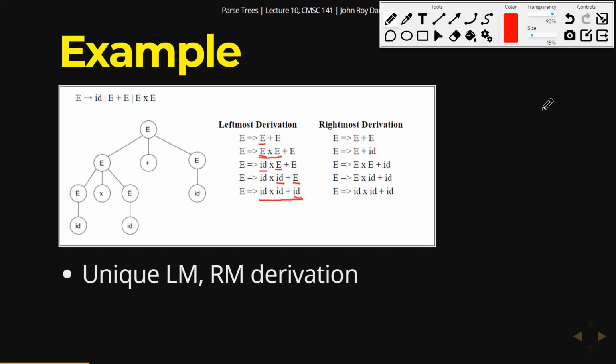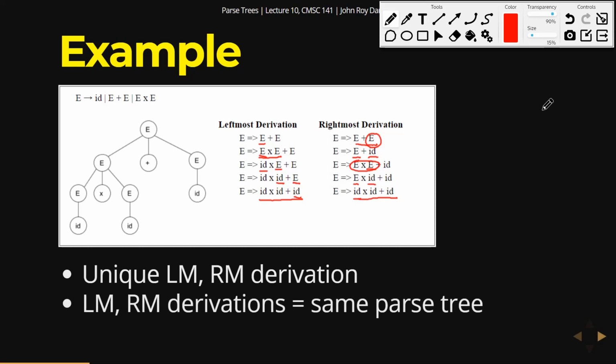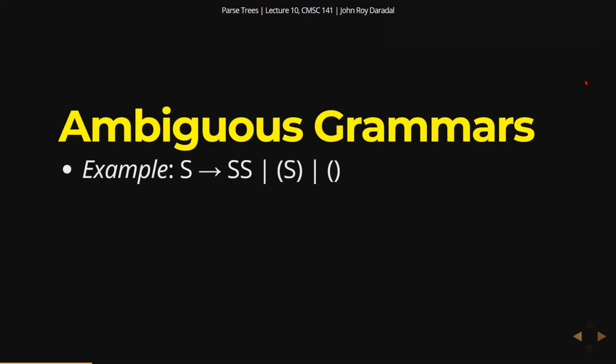And then for the rightmost, we could also have here E replaced with E plus E. The rightmost is this E, so that's replaced with ID. The rightmost now is this one, so that's replaced with E times E. And then this E is replaced with ID. This E is replaced with ID. So it's also a unique rightmost derivation. But you notice that the leftmost and rightmost derivations have the same parse tree. Okay, so that is how your parse trees are related to your derivations.